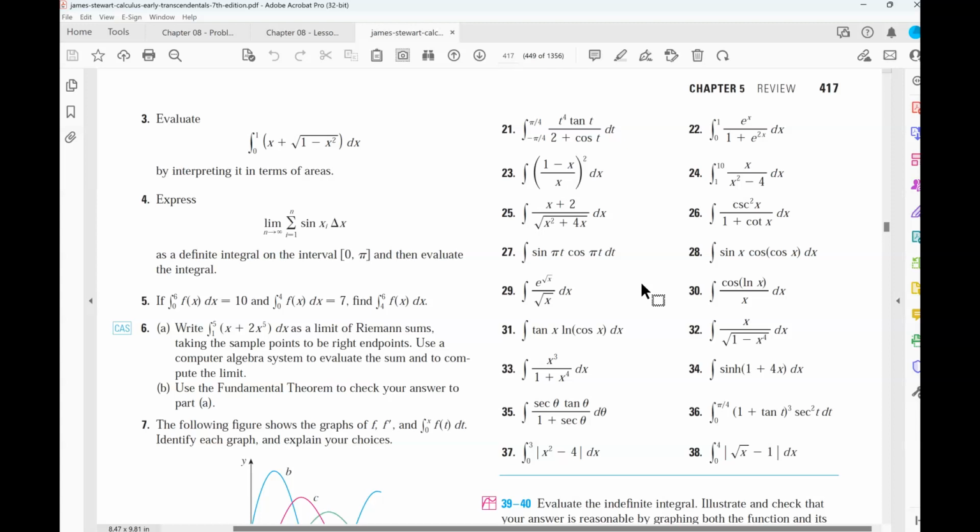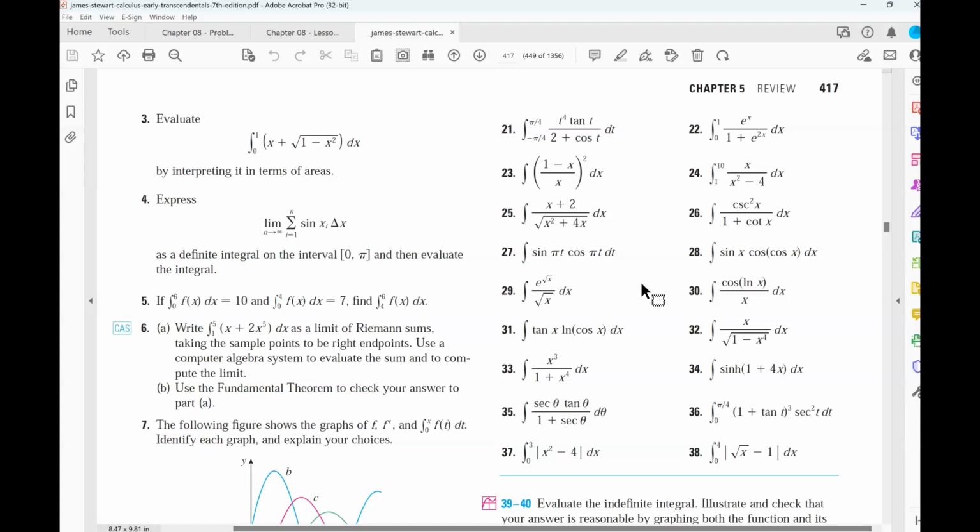What's in the... That's e to the root x. Okay, so I'm going to go with root x, because that's going to be u. Yeah, u should be root x because the derivative of root x is 1/2 times x to the negative 1/2, or 1 over root x, which is the leftovers there. That's good.